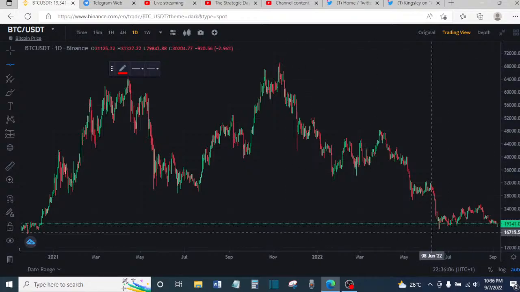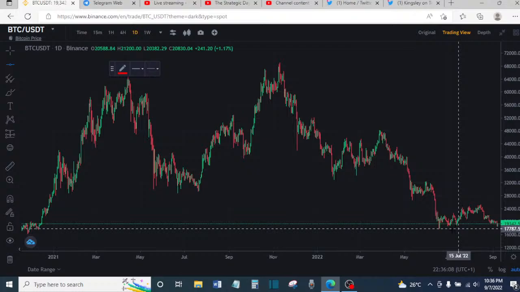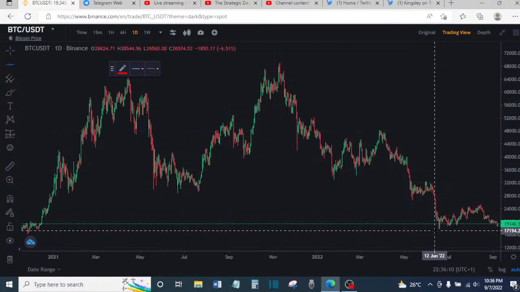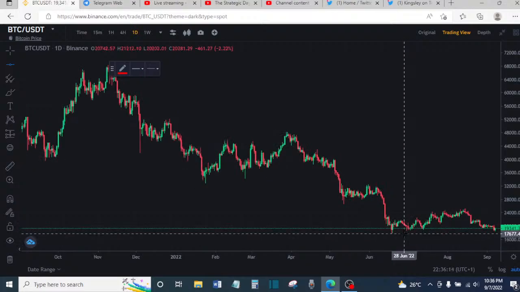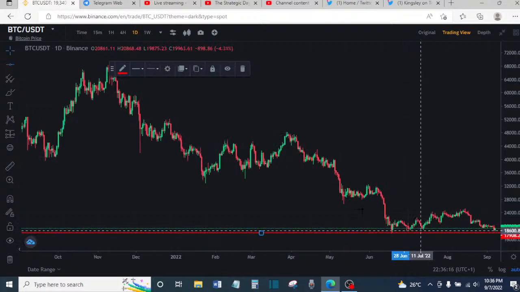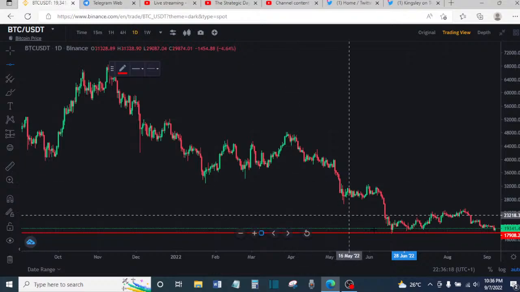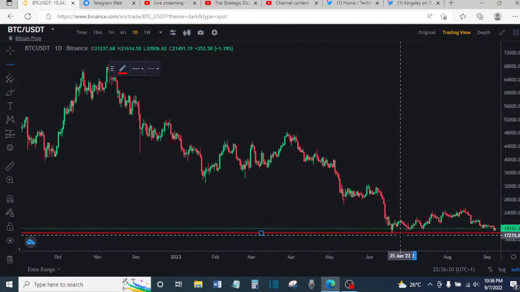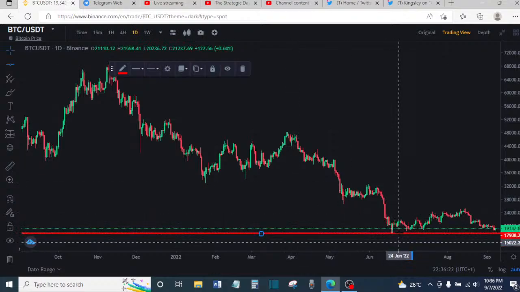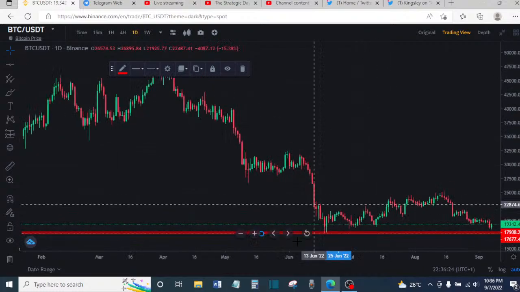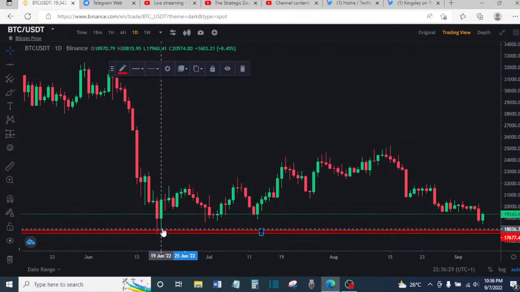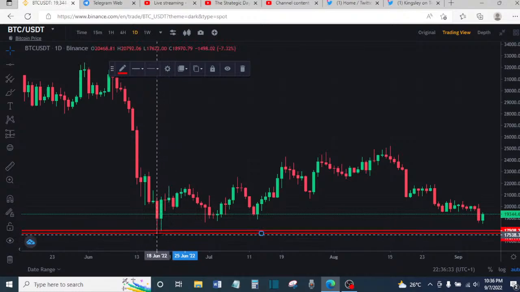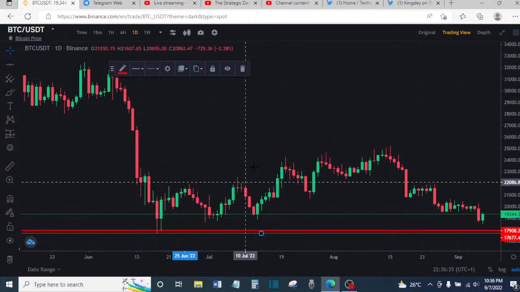So now look at what has happened here. If I place my horizontal line on this spot here, I'm going to place two because we have two points there. You can see this first one, the green one, then the red one.